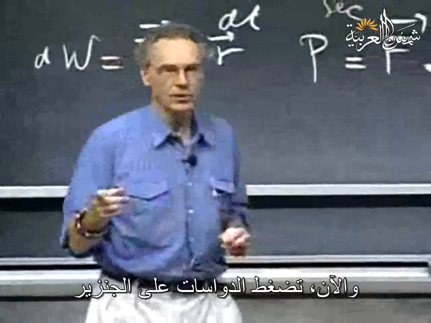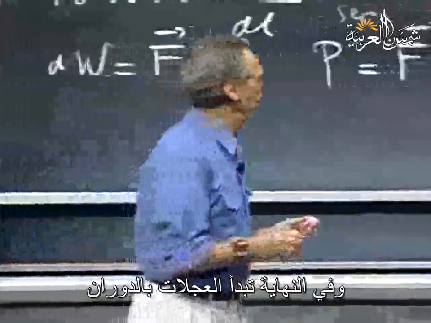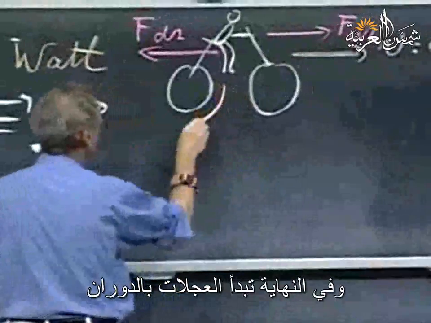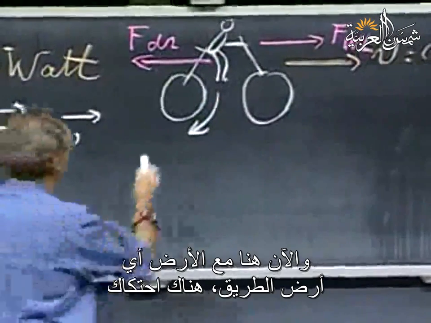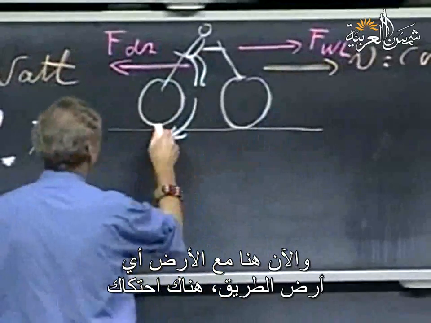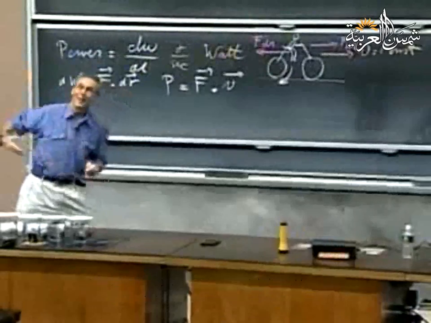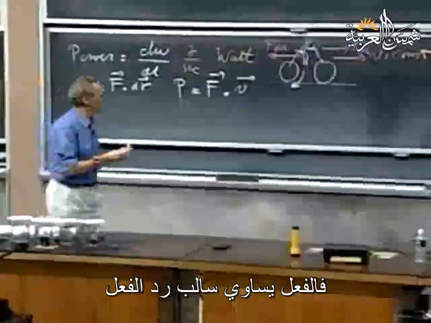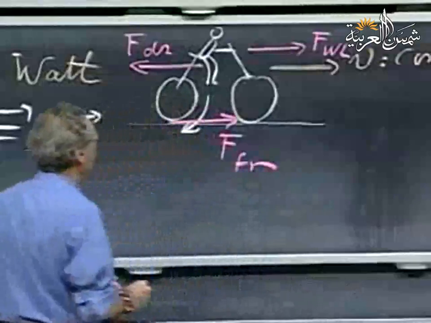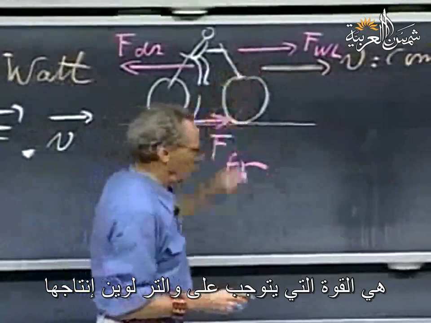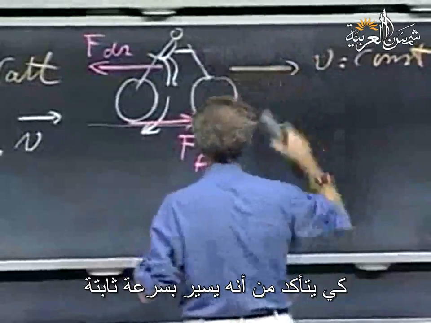Now the pedals push on the chain, and the chain pushes on the wheel, and ultimately this wheel wants to start rotating in this direction because of my pedaling. And now here with the floor, with the road, there is friction. And so now the wheel pushes onto the road, and the road pushes back. Action equals minus reaction. And it is that force, which is really the friction, that is the force that Walter Lewin has to come up with in order to make sure that he can go with a constant speed.